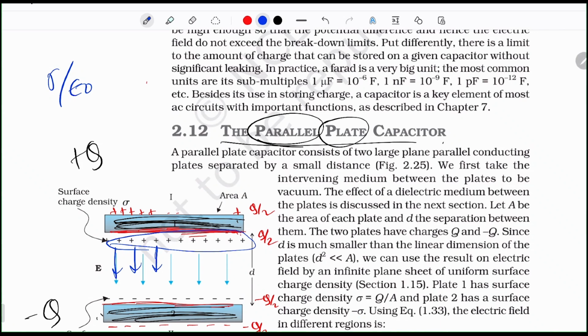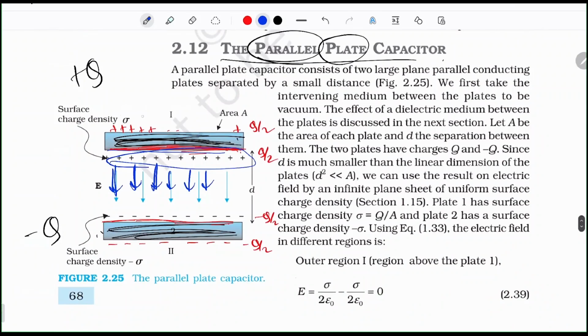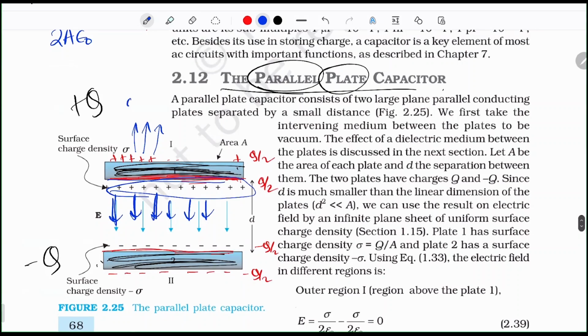So in this case, the surface charge density on the surface is Q by 2, divided by area A. So basically, it is Q by 2A epsilon naught. That is the electric field caused by this positive charge. Now, what about the electric field caused by this positive charge? That will be here in this direction and also equal to Q by 2A epsilon naught.